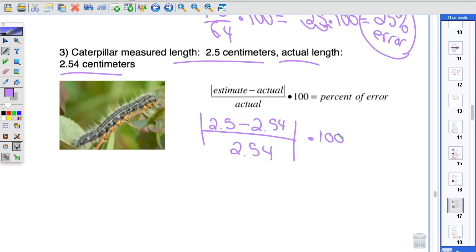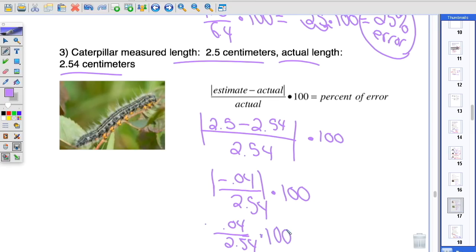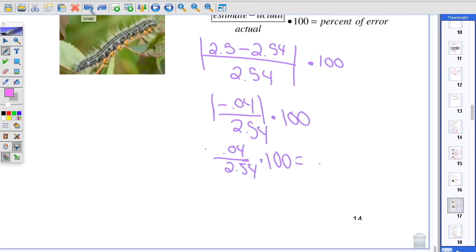When we subtract, we get negative 0.04 divided by 2.54, and we're going to take the absolute value and multiply by 100. Take the absolute value, so it's 0.04 over 2.54, multiply that by 100. Divide 0.04 by 2.54, and we get 0.0157. We're going to multiply that by 100.